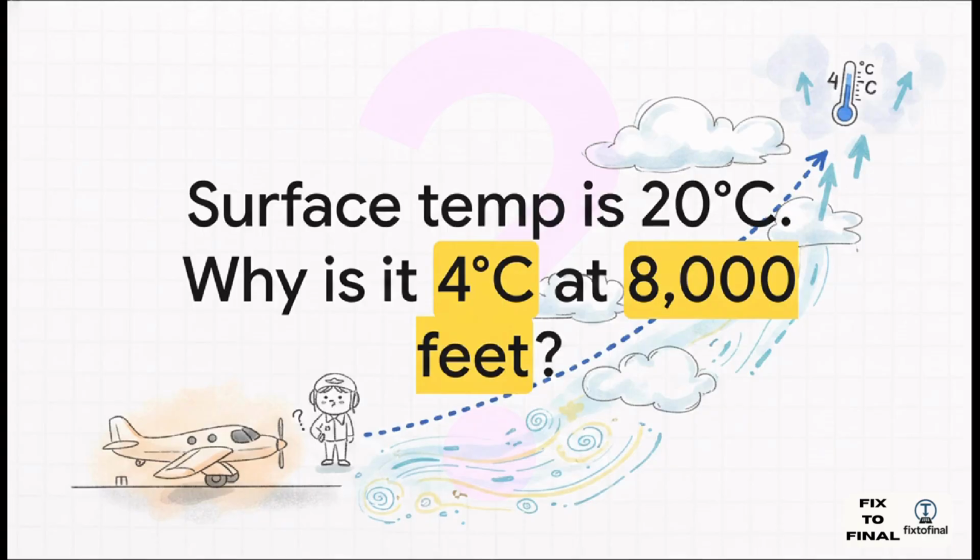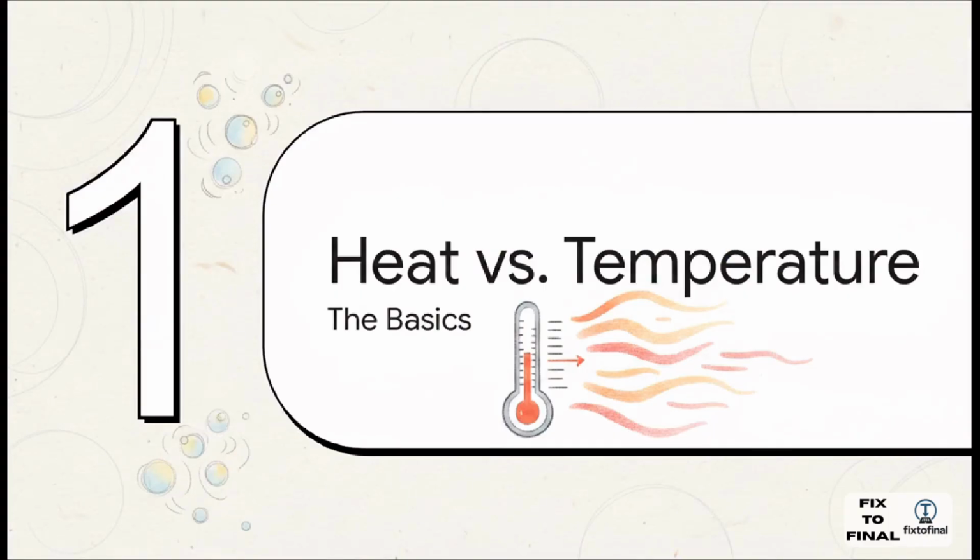You're on the ramp, it's a nice 20 degrees Celsius outside, but you look at your flight plan, and it says up at your cruise altitude of 8,000 feet, it's going to be a pretty cold 4 degrees. So where did all that warmth go? Well, the answer is all about the physics of the air, and we're going to break it all down step by step. Okay, first things first, we absolutely have to get our definitions straight.